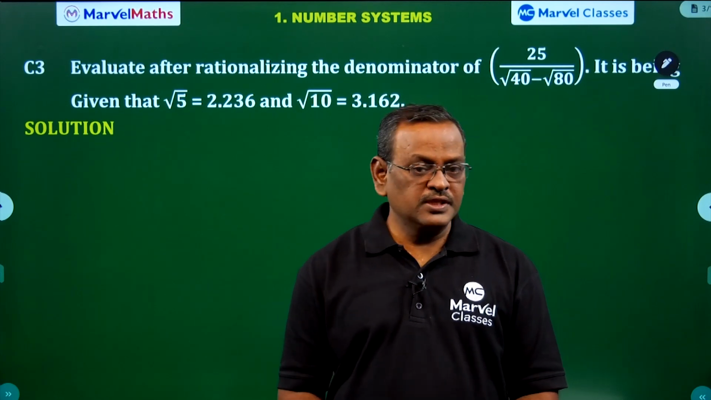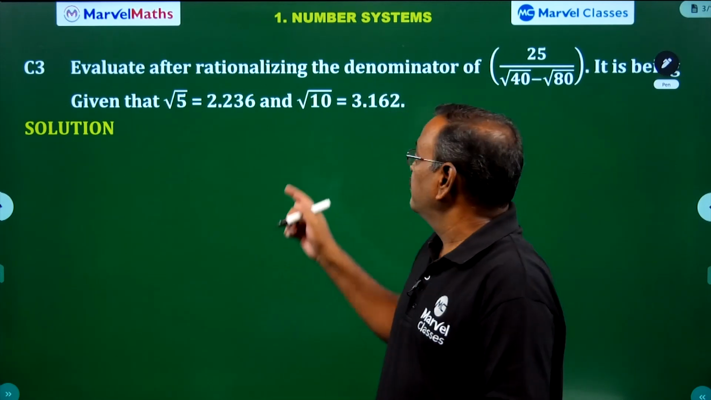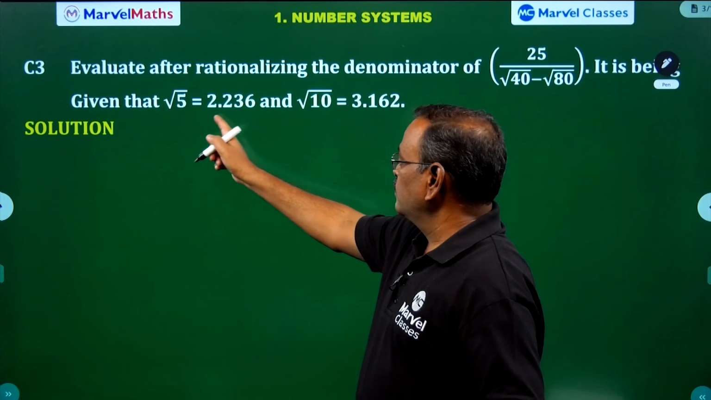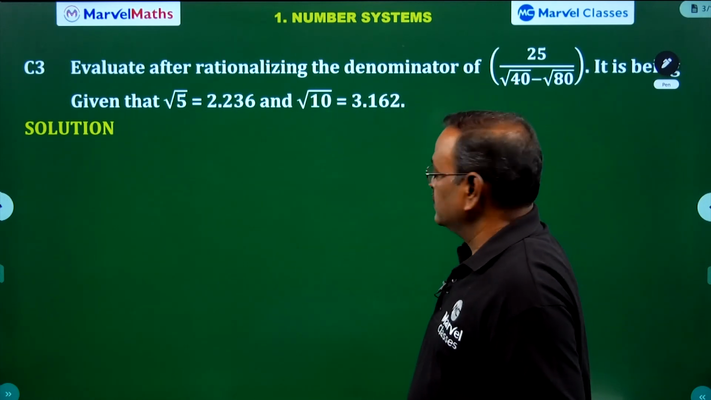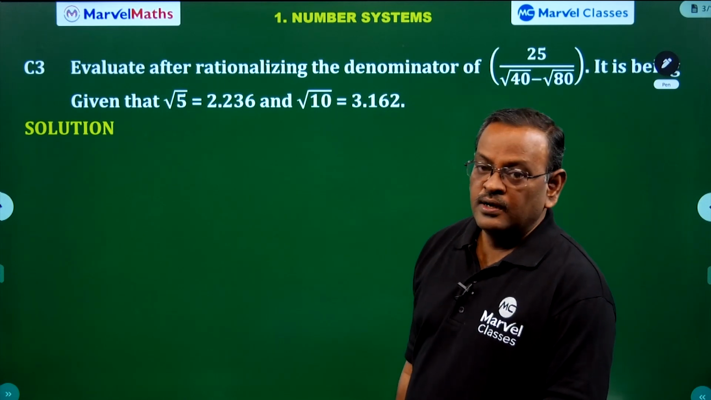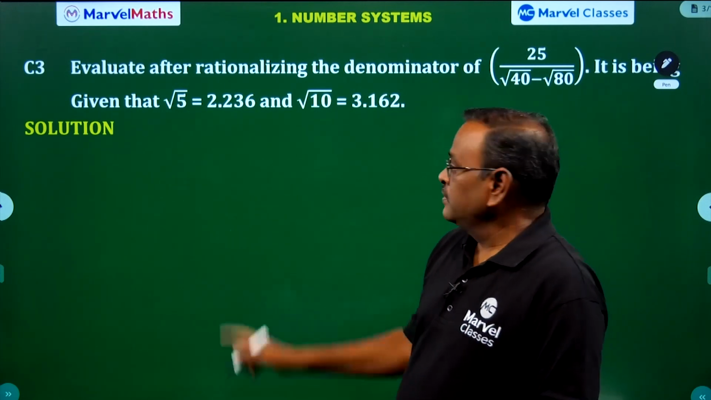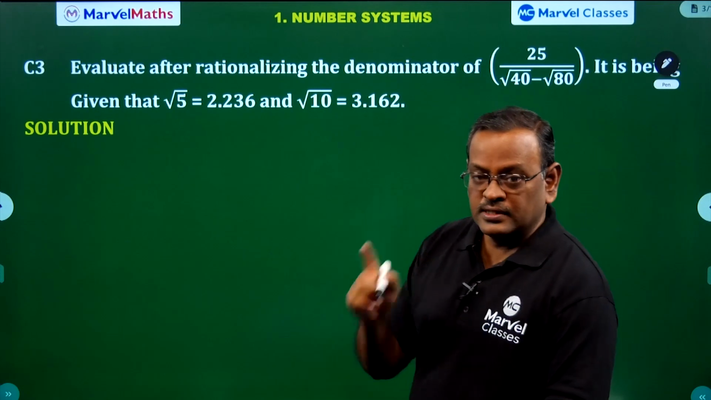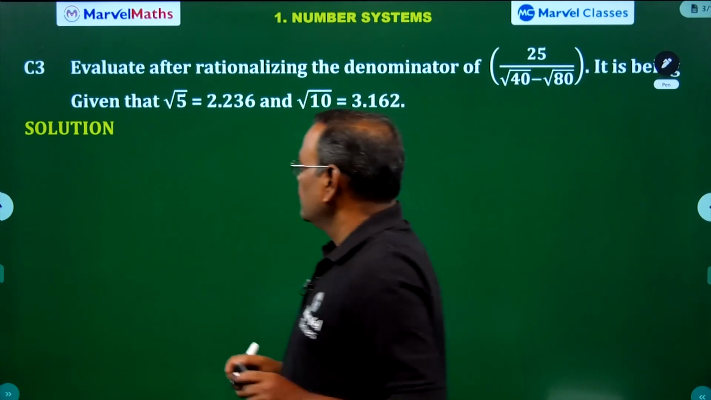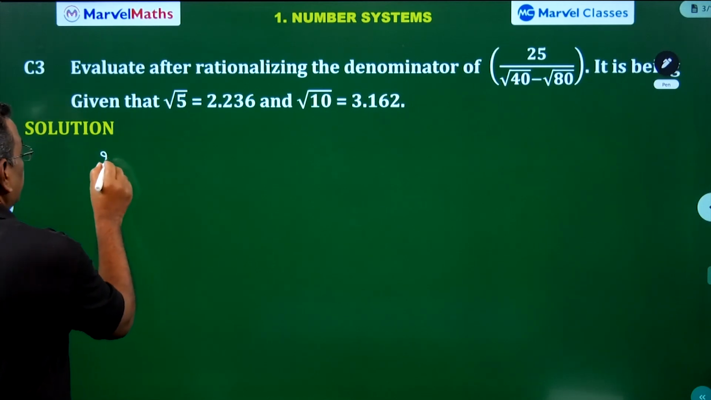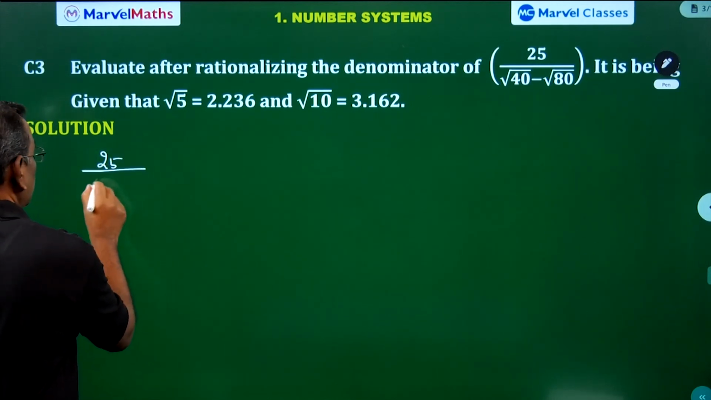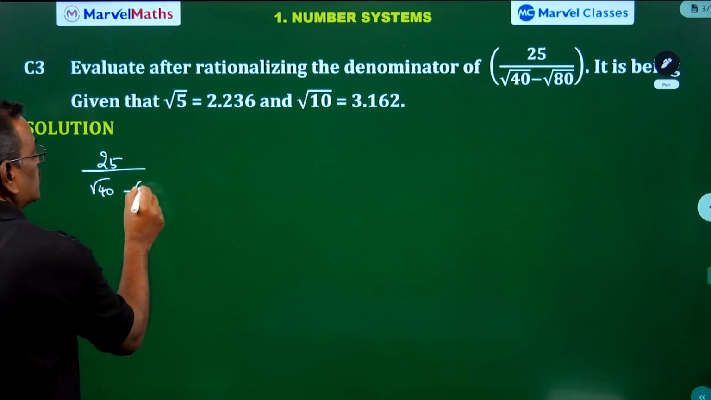First reduce into simplest form and then substitute the value of root 5 equal to 2.236 and root 10 equal to 3.162. So, very important, do not forget, you can't substitute these two values in the beginning, you can substitute only in the simplest form. So, what is the given problem? The given problem is 25 by root 40 minus root 80.